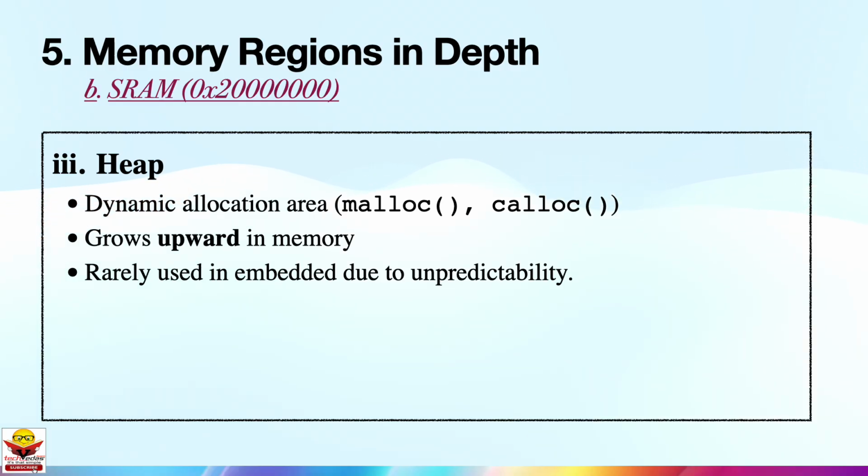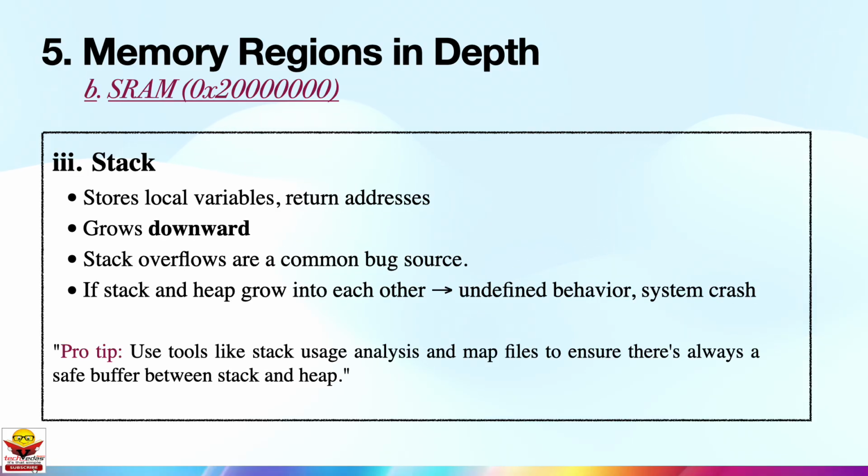Now we have heap memory, the dynamic memory area used for functions like malloc and calloc. It starts growing upward from a fixed memory address and expands as more memory is allocated. But here is a catch. Heap is rarely used in embedded systems because it is unpredictable. If you are building safety critical or real-time firmware, it's better to avoid the heap altogether.